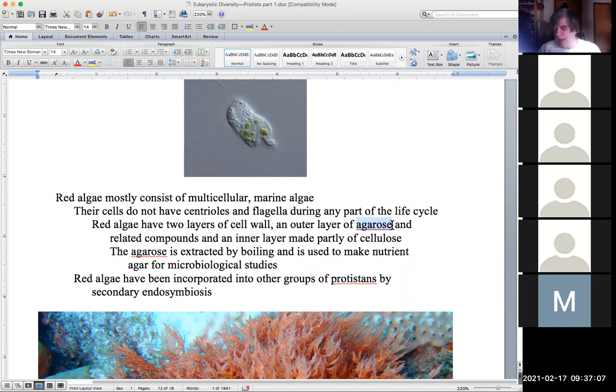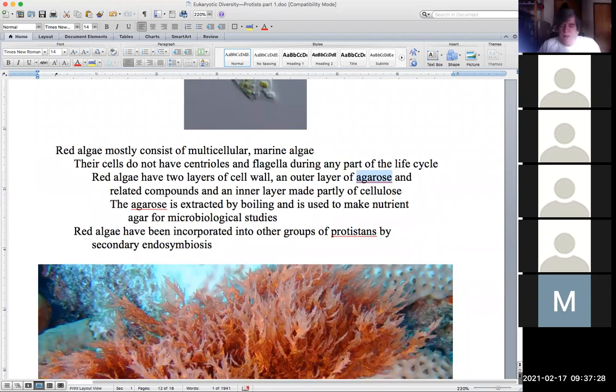If you've taken a class in microbiology, that might look familiar to you. In microbiology, we use something called nutrient agar to grow bacteria on. If you've had a class where you've used Petri plates, Petri dishes, that's nutrient agar made from agarose that's in those Petri dishes. It's also a good example of how science has changed over the years.